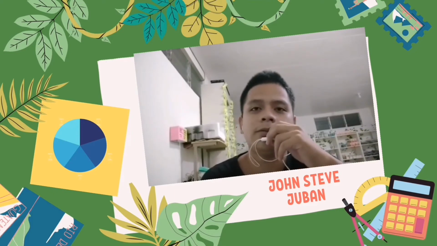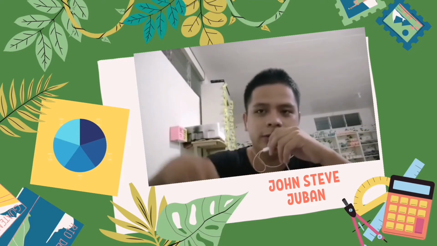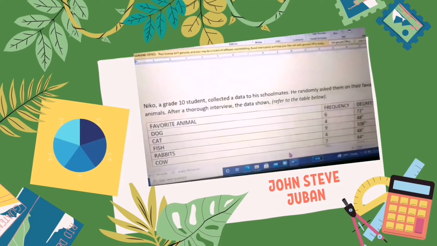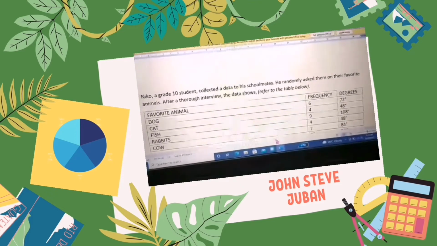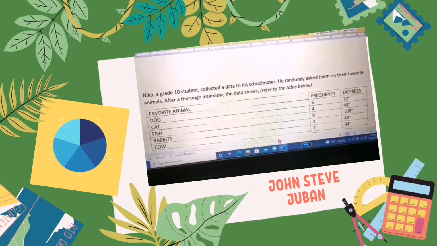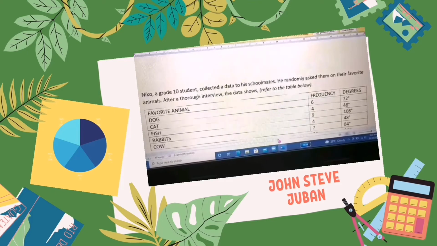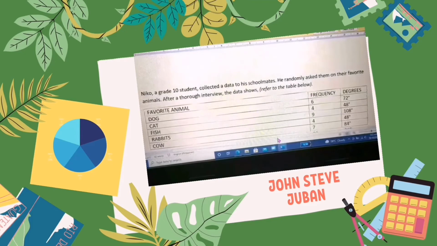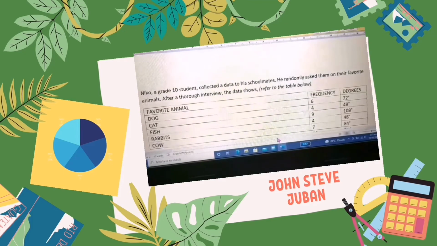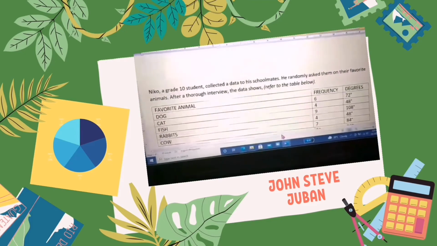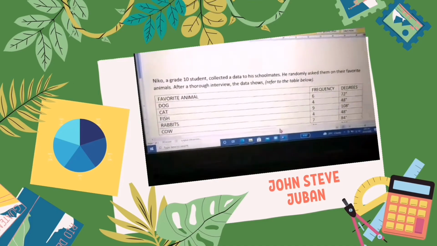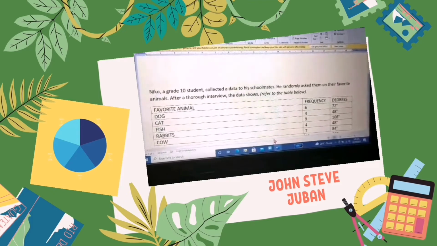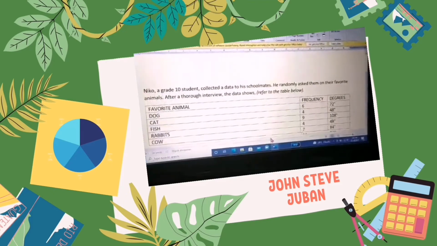I will make an example of pie charts. So this is my example of a pie chart. A student collected data from his classmates. He randomly asked them about their favorite animals. After a thorough interview, the data shows, refer to the table below: dog, cats, fish, rabbits, and cow.